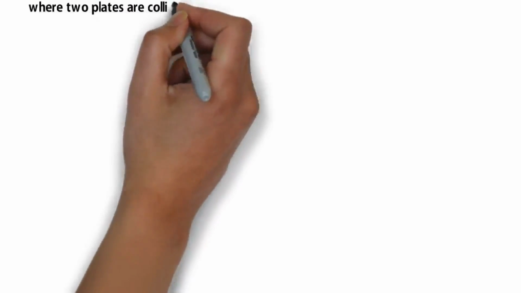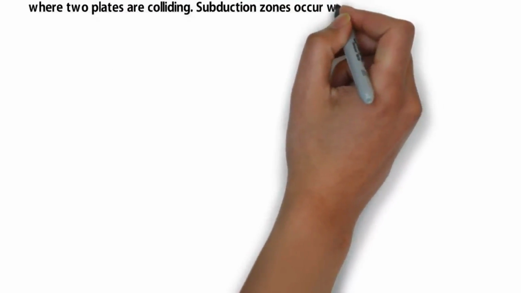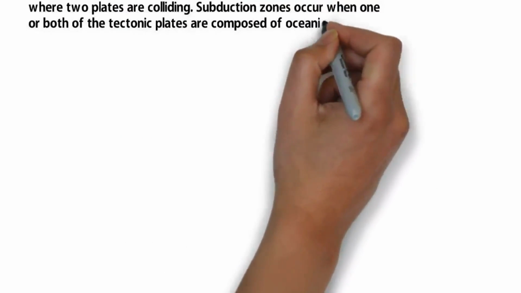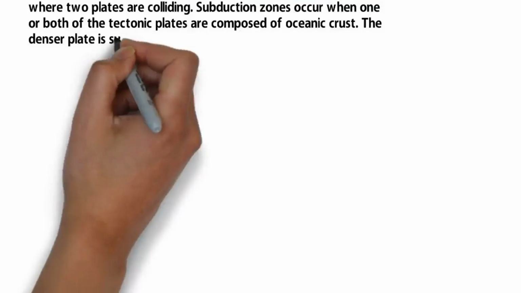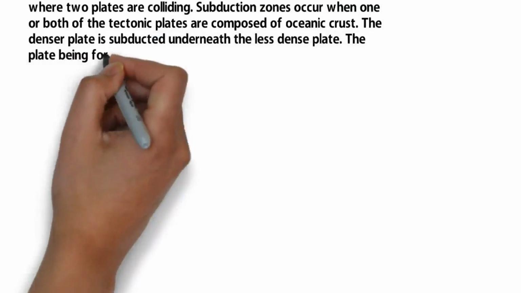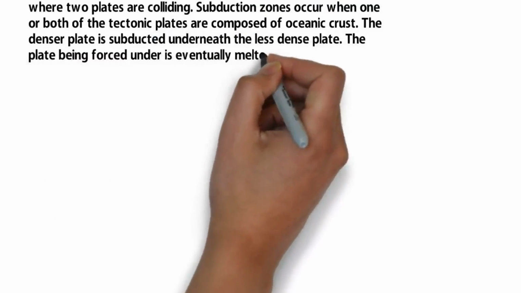2. Convergent boundaries, where 2 plates are colliding. Subduction zones occur when one or both of the tectonic plates are composed of oceanic crust. The denser plate is subducted underneath the less dense plate. The plate being forced under is eventually melted and destroyed.